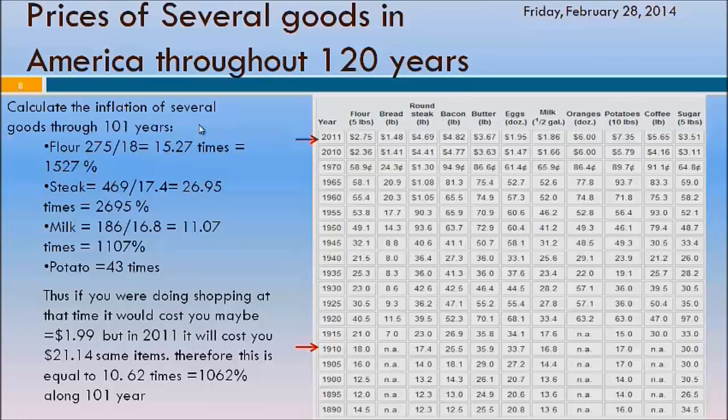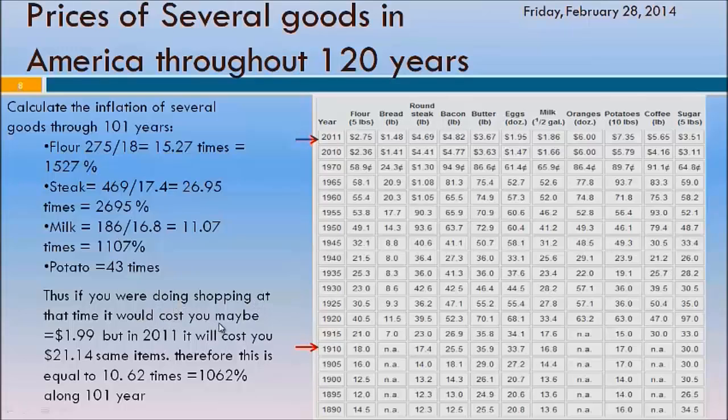So just roughly, I did a small exercise, but this exercise does not reflect the actual inflation rate. It's just random figures. I said let us just give it a try. I calculated the inflation of several goods through 101 years, so I took 1910 and 2011. Flour is 15.5 times, so 1527%. Steak 26.95 times more. Milk 11 times more. Potato 43 times more.